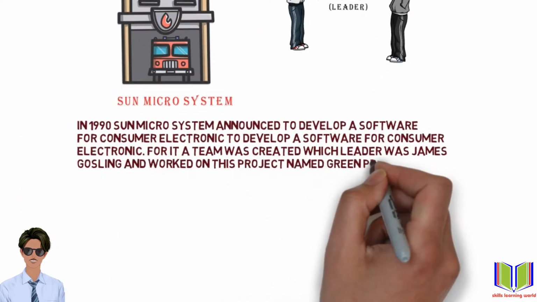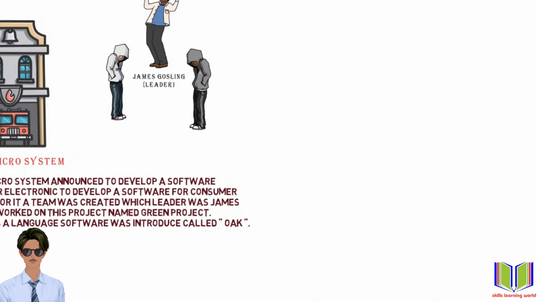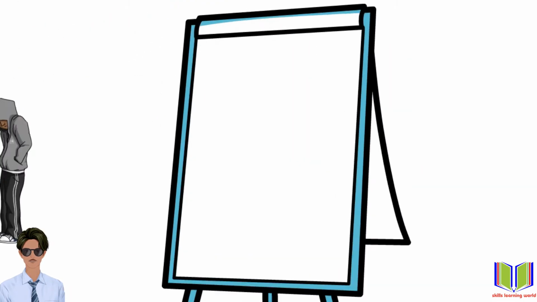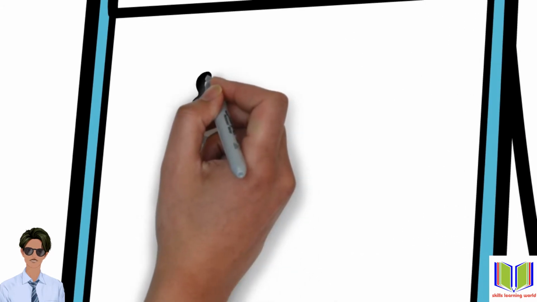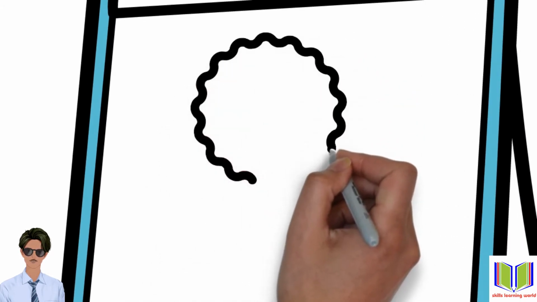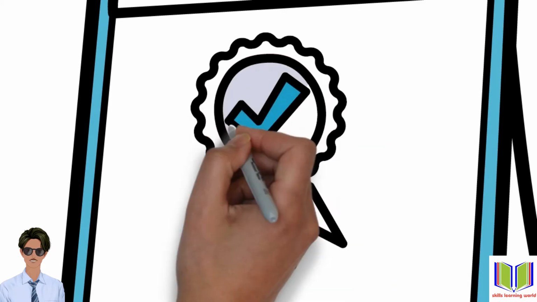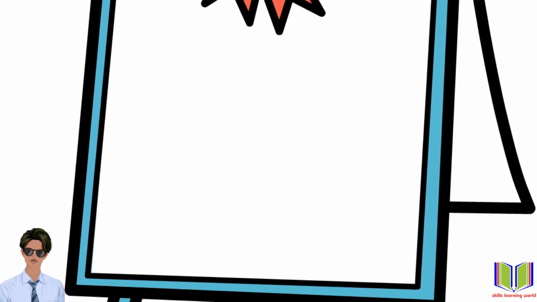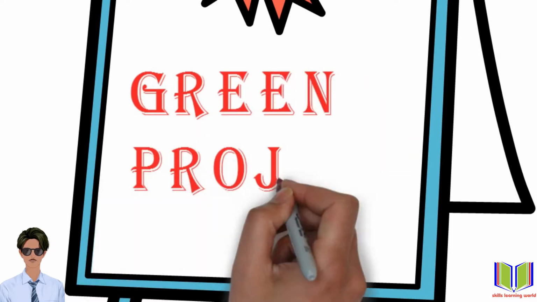In 1990, Sun Microsystems announced to develop software for consumer electronics. For it, a team was created, whose leader was James Gosling, and it worked on this project named Green Project. After 1 year, a language software called Oak was introduced.